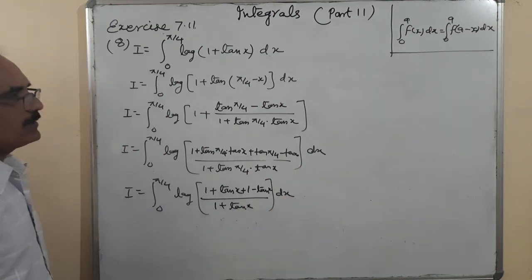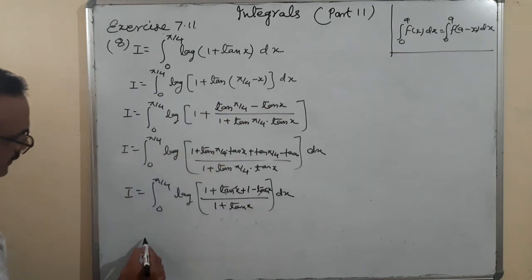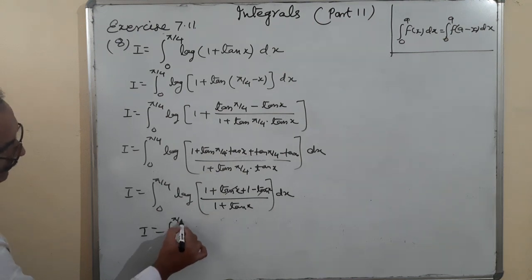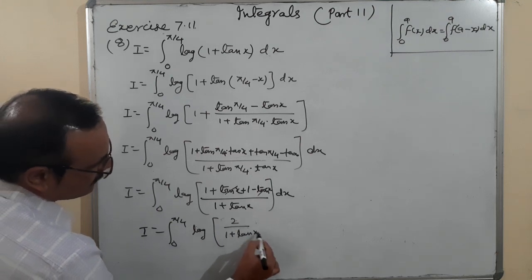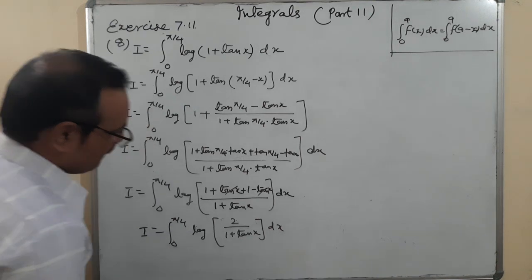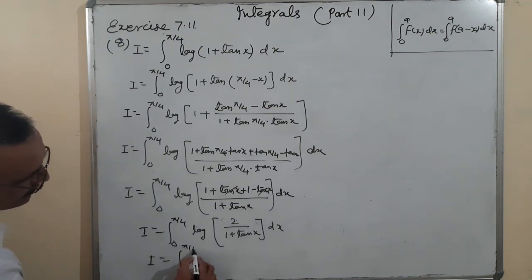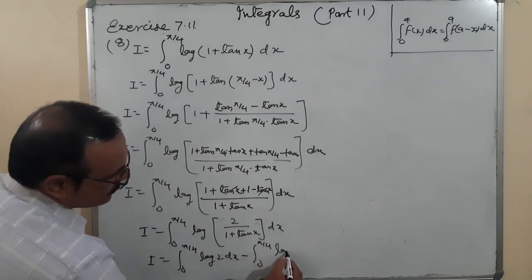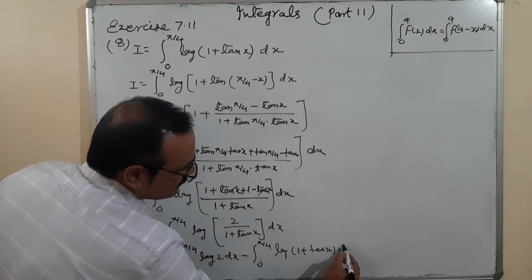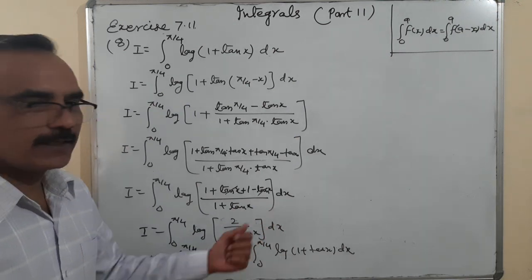Okay. By the way, here also you can put the value 10 pi by 4 is 1. 10x cancel. I is equal to integral 0 to pi by 4 log 2 upon 1 plus 10x dx. Okay. And log 2 upon 1 plus 10x, what does it mean? I is equal to integral 0 to pi by 4 log 2 dx minus integral 0 to pi by 4 log 1 plus 10x dx. Because log m upon n is log m minus log n.